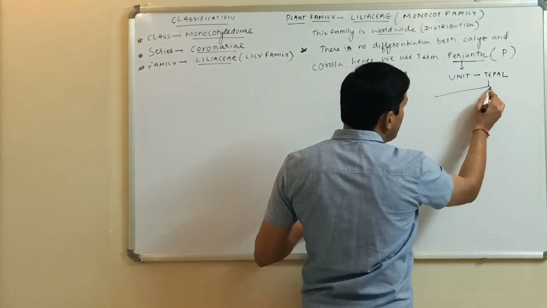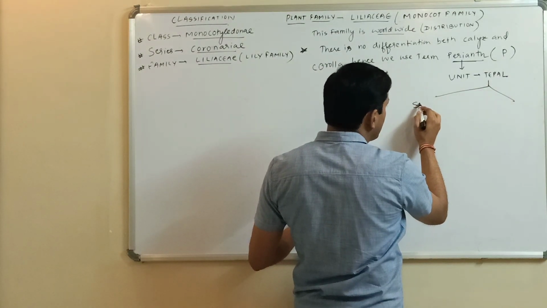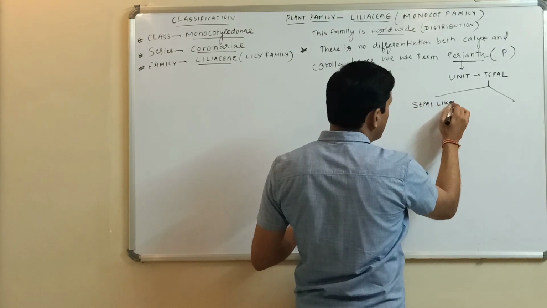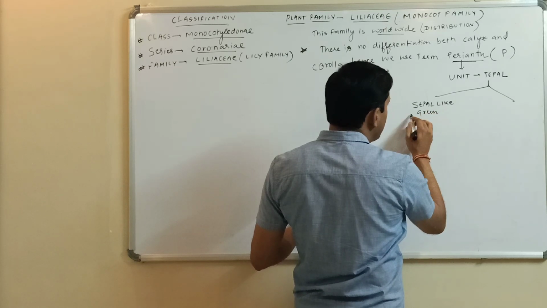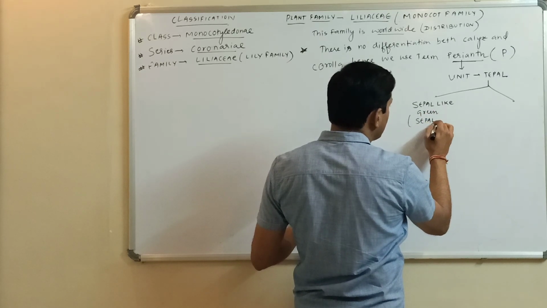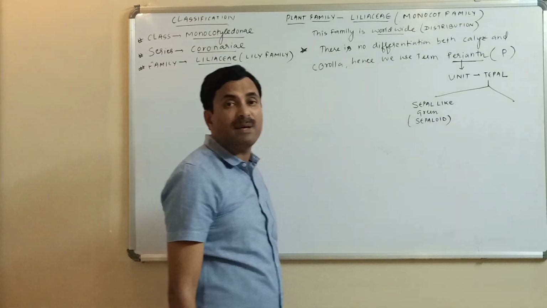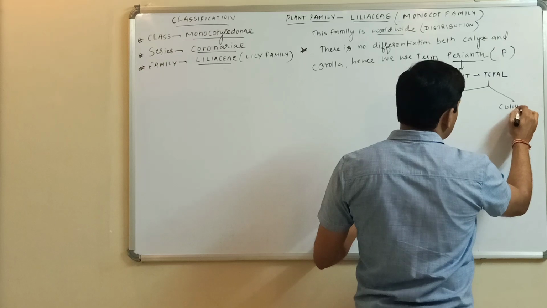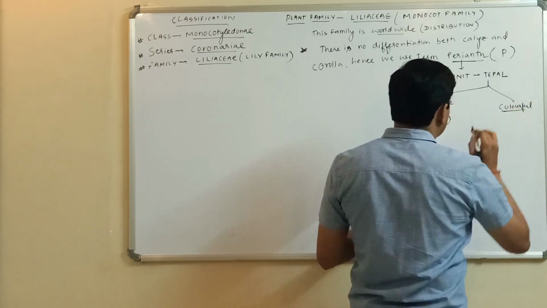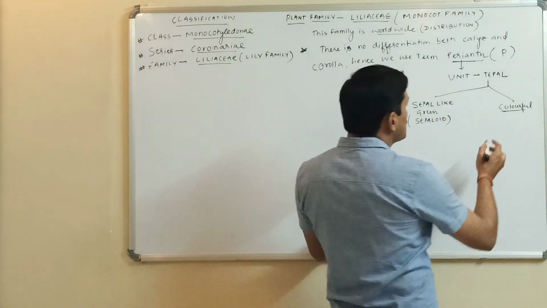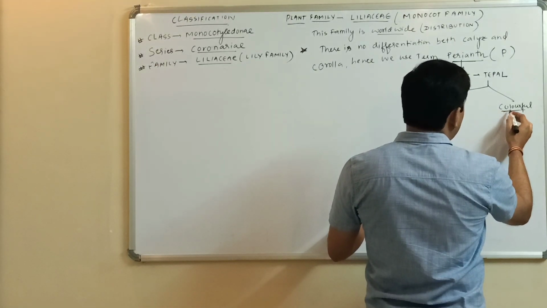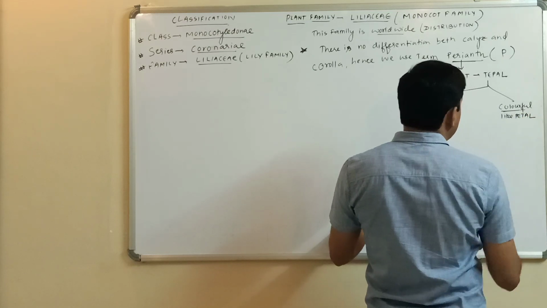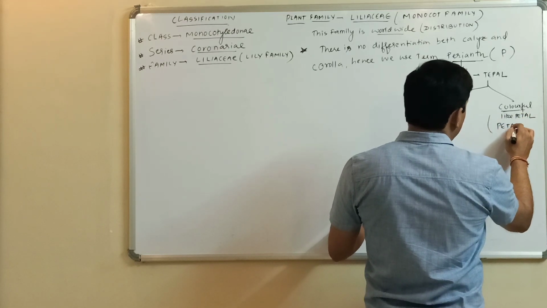Now this tepal may be sepal-like, green. In that case, it is called a sepaloid. In that case, it will be called a sepaloid petal, and it may be colorful, means color other than green. So it will be colorful like petal. In that case, it is called as petaloid.